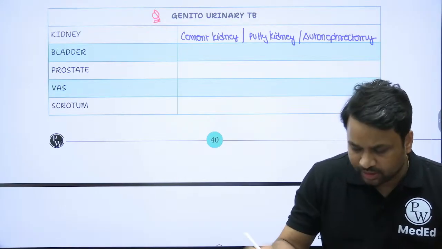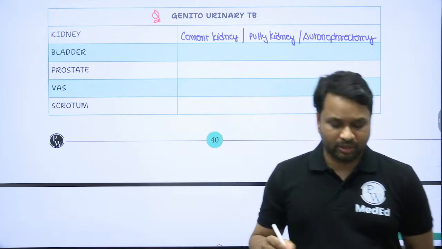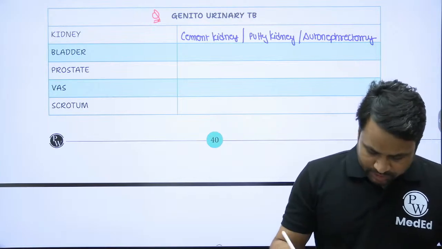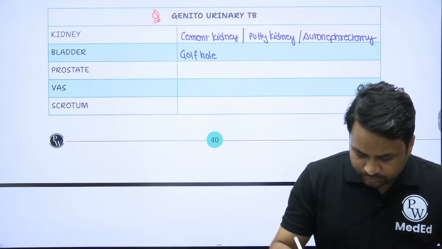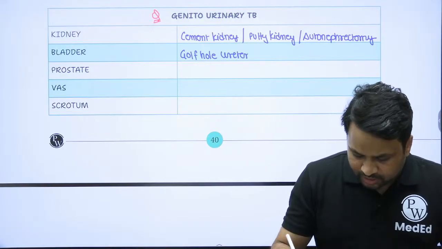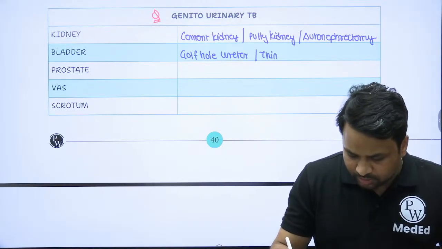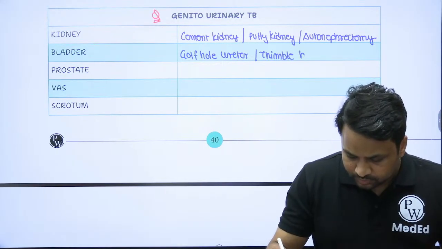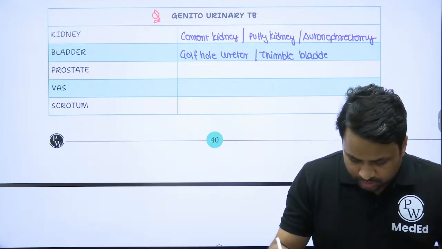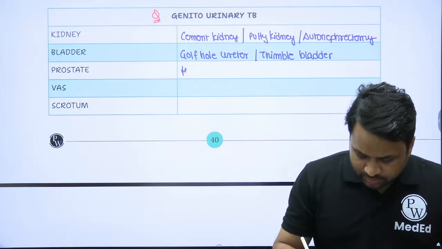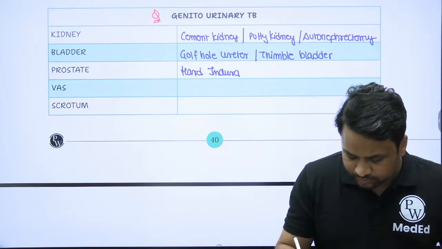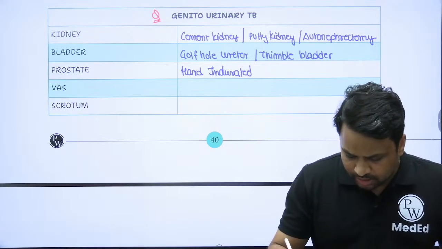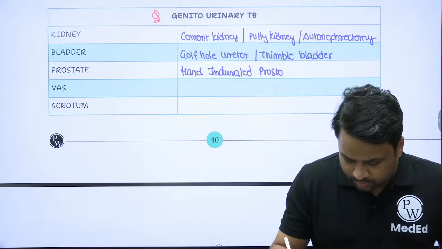It will convert into autonephrectomy. For the bladder, in the ureter, you will see the presence of golf hole ureter and then converting into thimble bladder. For prostate, it will become a hard indurated prostate.